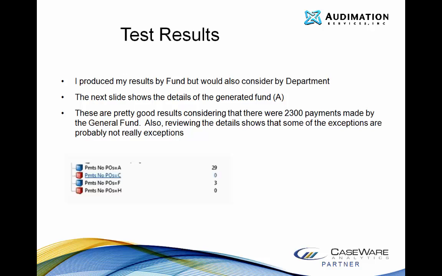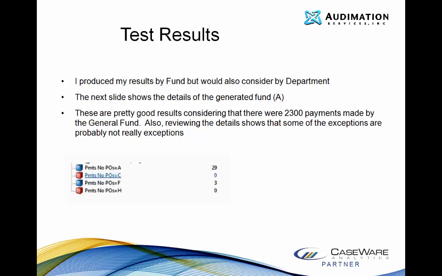And this is actually the initial test results from my IDEA test: there were only 29 payments in the general fund that shouldn't have a PO. There's none for the cafeteria. There were no cafeteria funds, so there would be none of those. And then the special revenue fund had 3, which, looking at it, is a pretty good result from 2,300 payments.